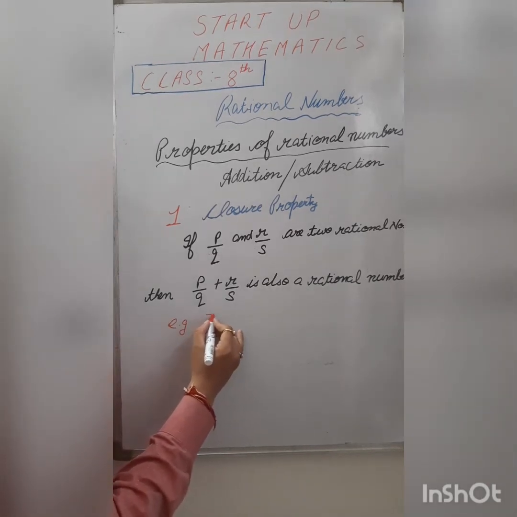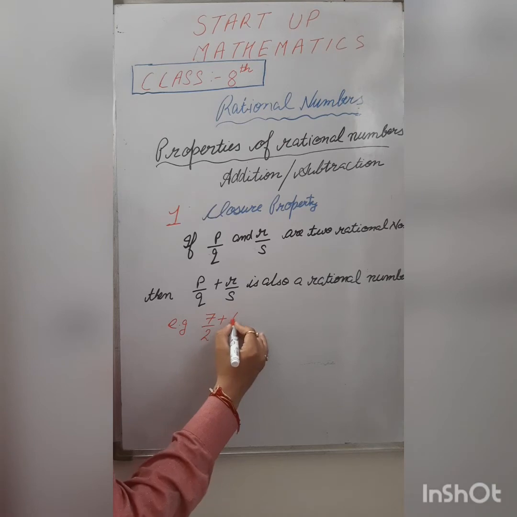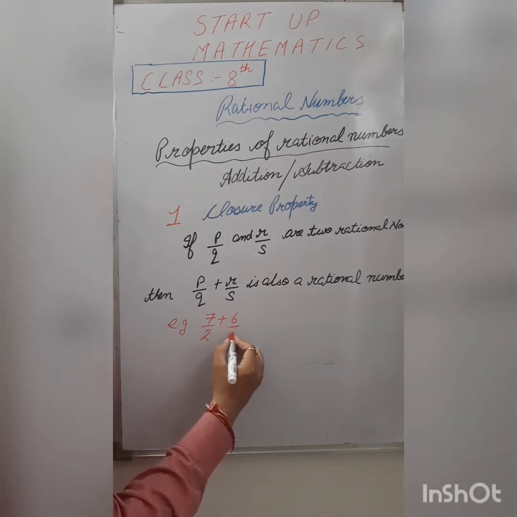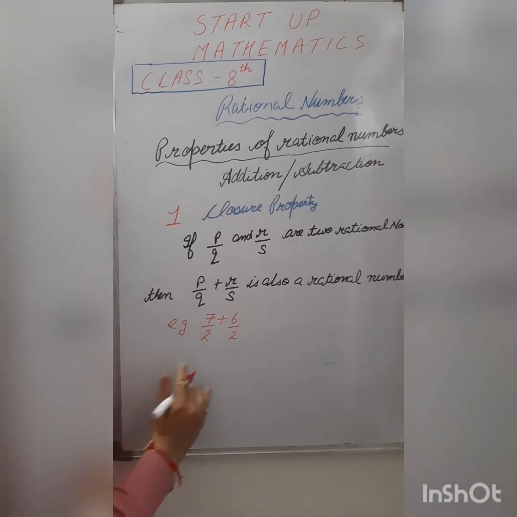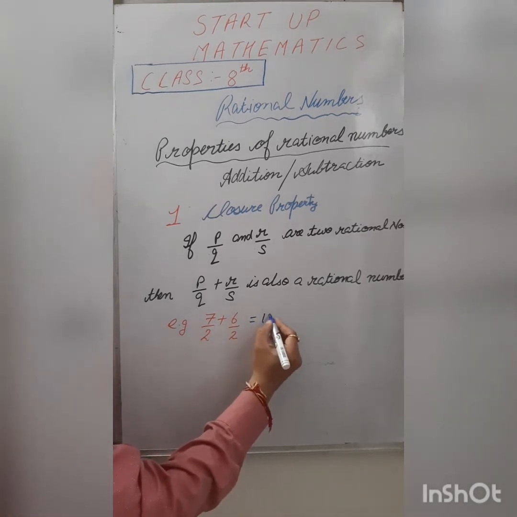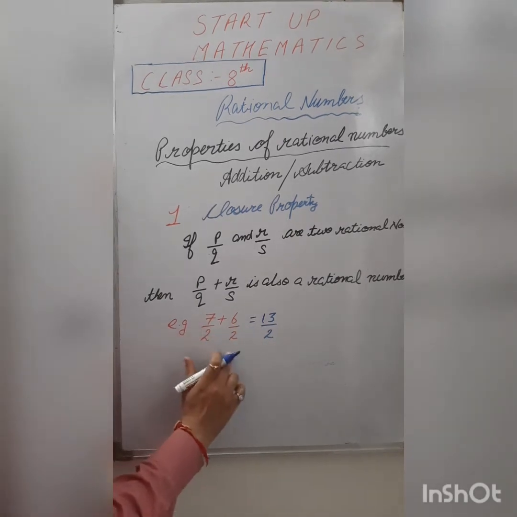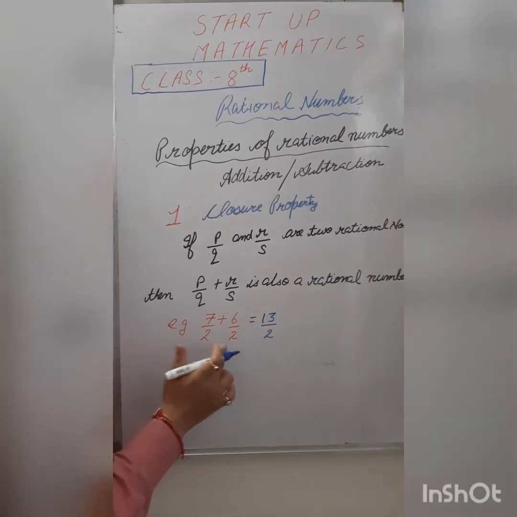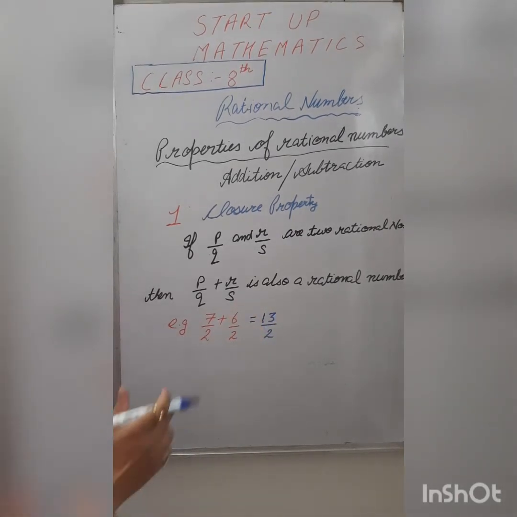If I give the example, if I add 7/2 plus 6 by 2, if I add these two rational numbers, what will I get? I will get the answer 13 upon 2. And you know very well about the LCM, so you can easily add this. So this 13 by 2 is actually the sum of the two rational numbers, but this 13 by 2 is also a rational number. So this is the closure property, right?